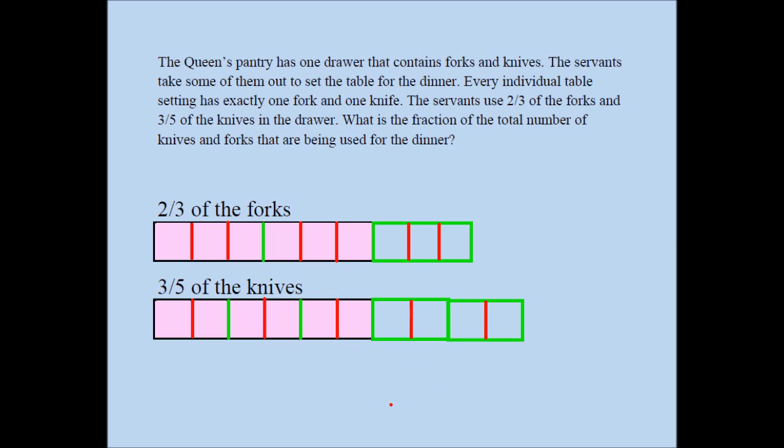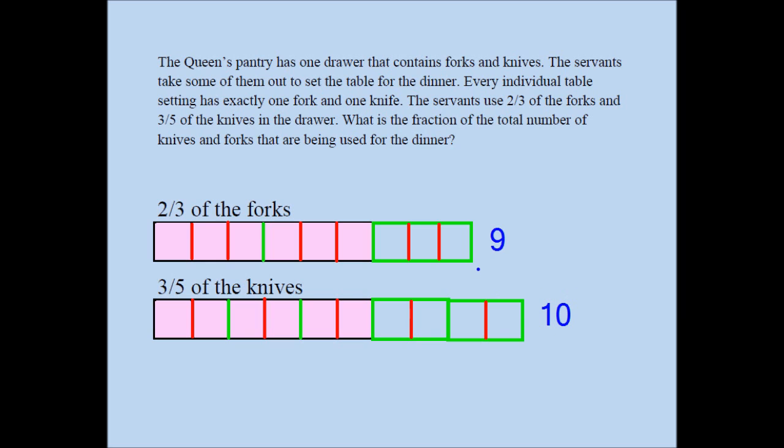That's the explanation. Now, these are all the forks. These are all the knives. Let's use a different color. So how many parts do I have here? I have 9 parts for my forks. And I have 10 parts for my knives.